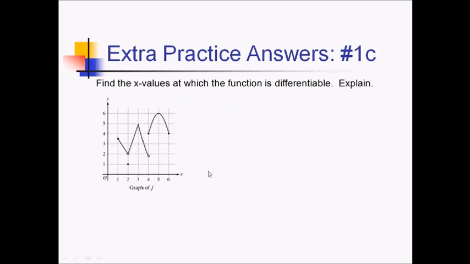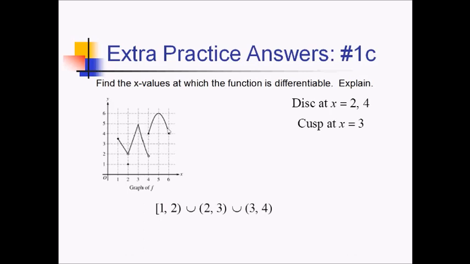To find the places where this function is differentiable, let's find the places where it isn't. We have a discontinuity at x equals 2 and also x equals 4. We saw those on part B. And then we have a cusp, or is it a corner? Well, it looks like a cusp if you come from the right here, at x equals 3. So those are our only trouble spots. So we're going to be differentiable from 1 to 2, from 2 to 3, 3 to 4, and then finally from 4 to 6.